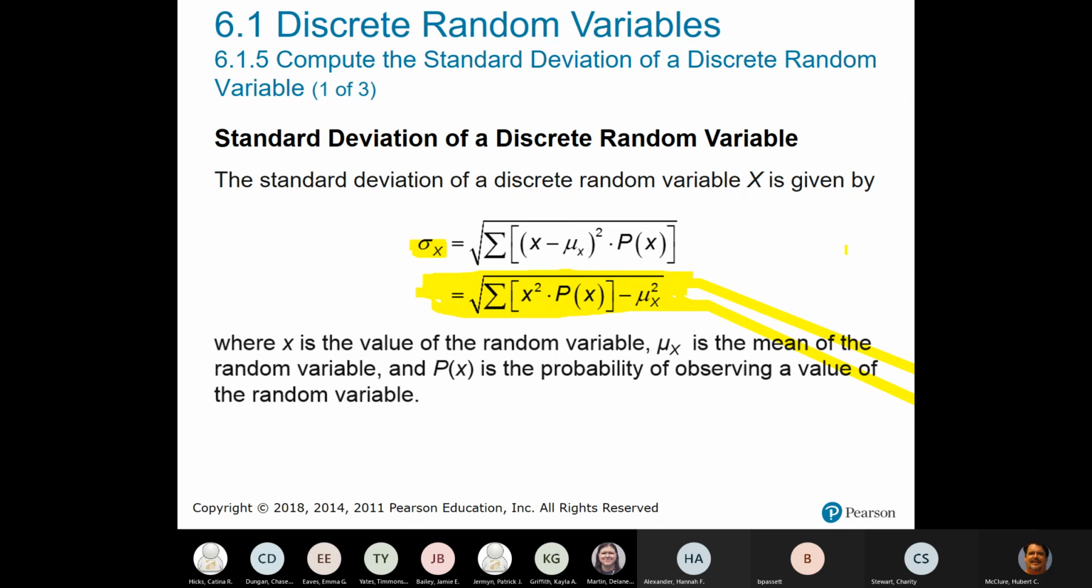That's the mean squared. We've already got the mean squared. We got P of X. What's the only thing that we don't have in that formula? That means I want y'all to talk to me. What's the only thing we do not have in that formula? We've got P of X. We've got mu, so we can square mu. What do we not have? X squared. We don't have X squared.